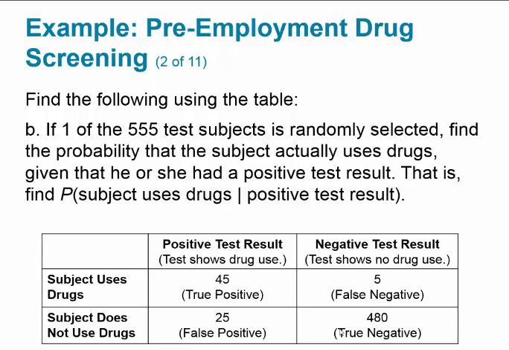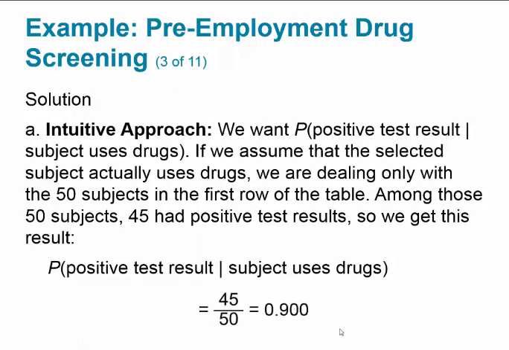And so B, if one of the 555 test subjects is randomly selected, find the probability that the subject actually uses drugs, given that he or she had a positive test result. That is, find the probability the subject uses drugs, given that they got a positive test result. So the first approach is we want the probability of positive test given the subject uses drugs.